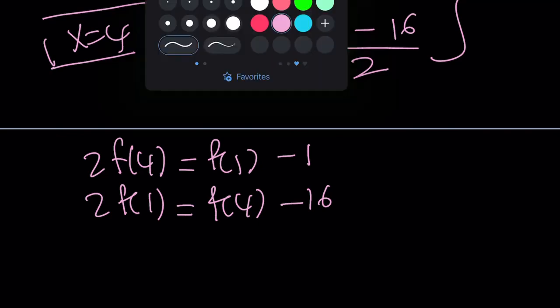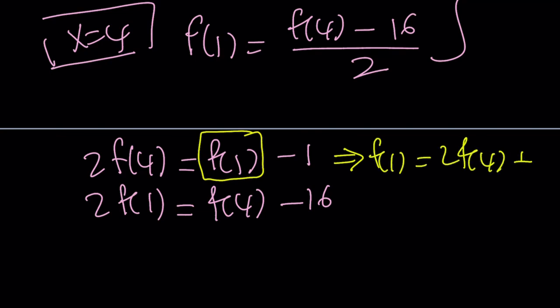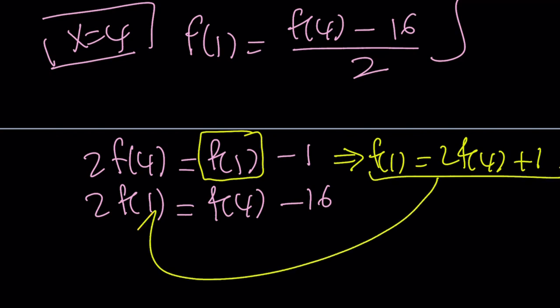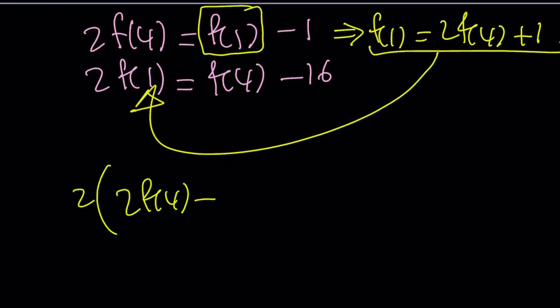So to substitute, and since I'm looking for f of 4, it would make sense if I could isolate f of 1. So f of 1 can be written as 2f of 4 plus 1. Now I can go ahead and substitute that here. Make sense? So let's go ahead and replace f of 1 with 2f of 4 plus 1, and that equals f of 4 minus 16. Since the only variable is f of 4, we can solve for f of 4 here.